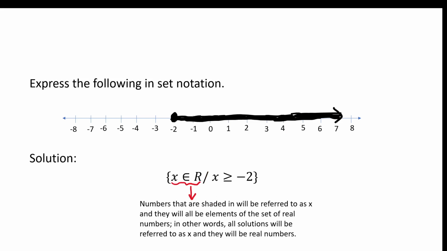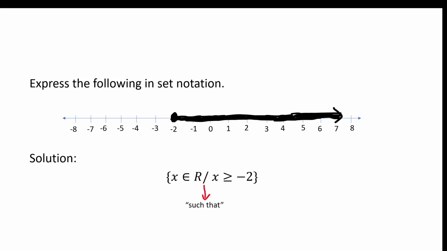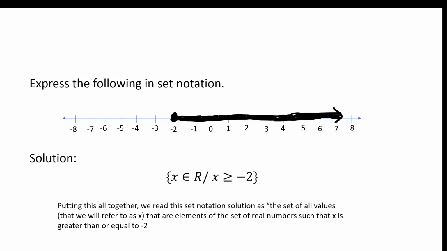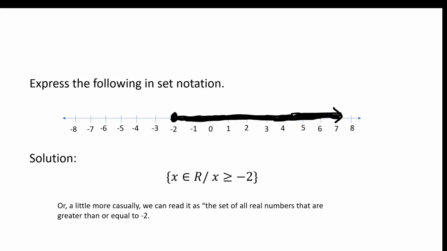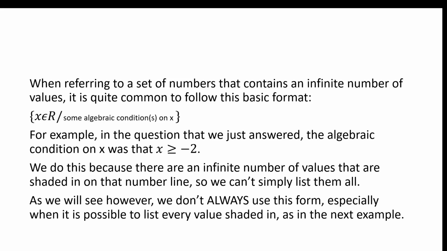Numbers that are shaded in will be referred to as x, and they will all be elements of the set of real numbers. We've got such that and x greater than or equal to -2. And so the way that reads is the set of all values that we will refer to as x that are elements of the set of real numbers such that x is greater than or equal to -2. A little more casually, we'll say the set of all real numbers greater than or equal to -2.